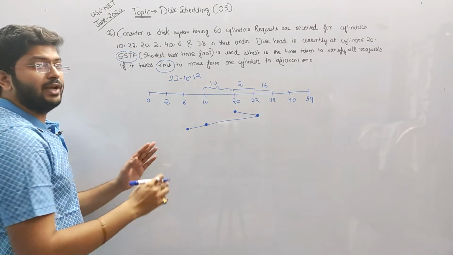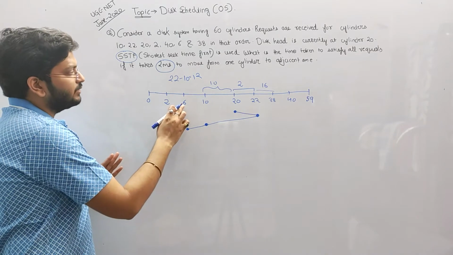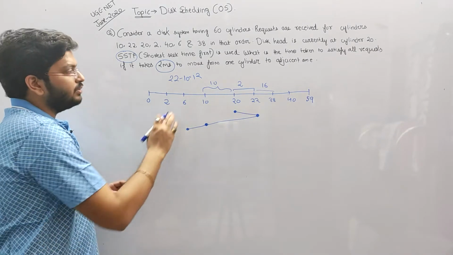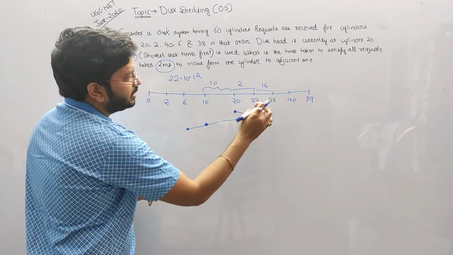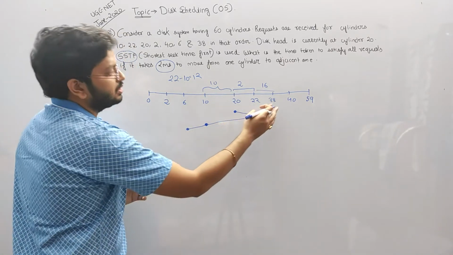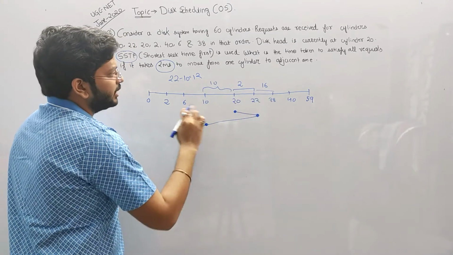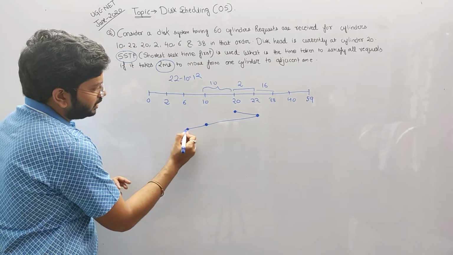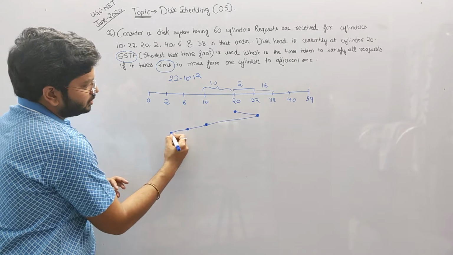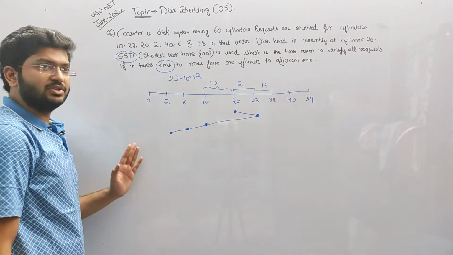Similarly from 6, if I move towards the left, I get a difference of 6 minus 2, which is 4. If I move towards the right, the next request is 38, which has not been serviced yet. So 38 minus 6 is 32, and the left difference is only 4. So I will be moving towards the left. See, all the requests towards the left have been serviced.